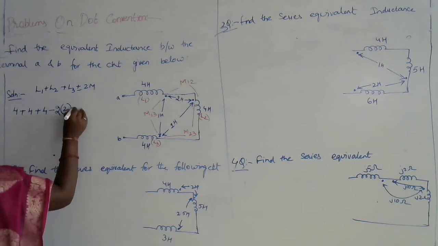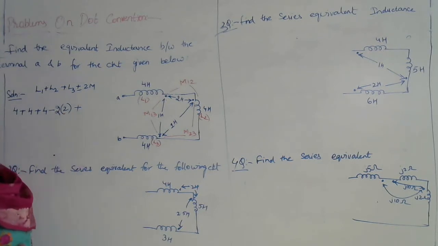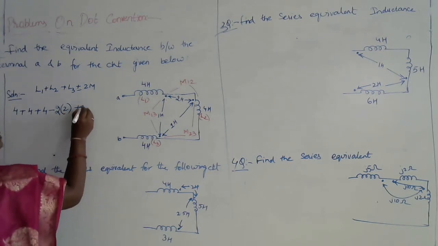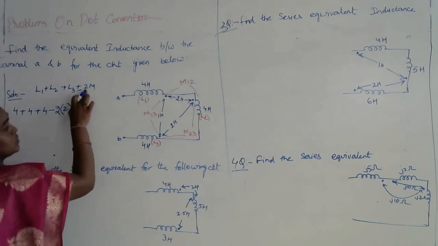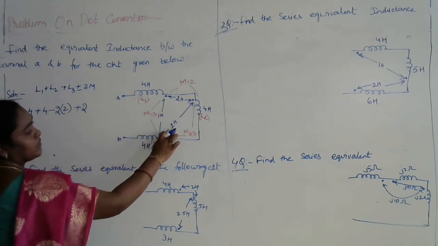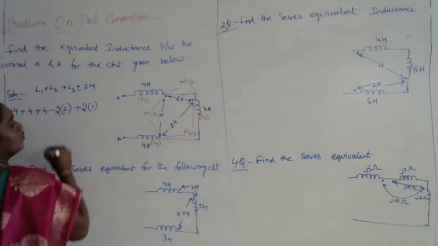Here we need to represent the mutual inductance sign as positive. So here positive 2 into, this is 2. What is the mutual inductance value? 1. So 2 into 1.